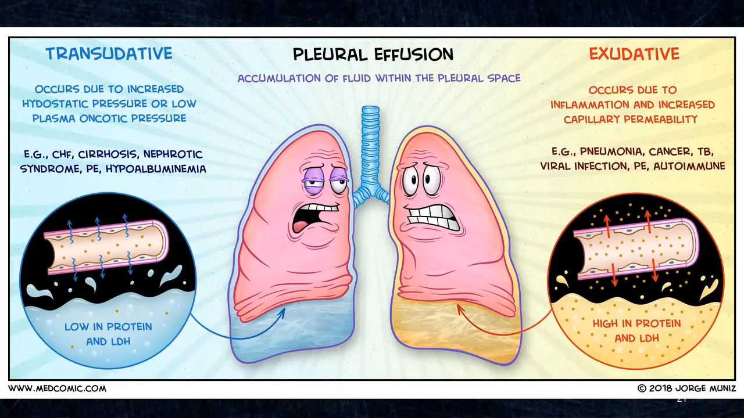Then exudative edema occurs due to inflammation and increased capillary permeability. As the capillary permeability is increased, so more protein can come out of the vessel. So the exudative fluid is high in protein. Okay. For example, pneumonia, cancer, TB or tuberculosis, viral infection, some autoimmune disease, etc.